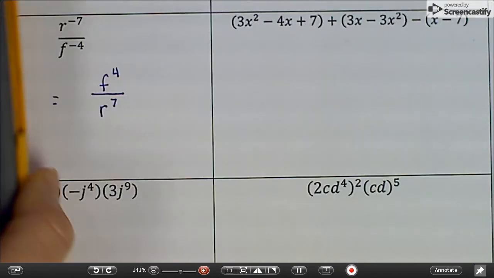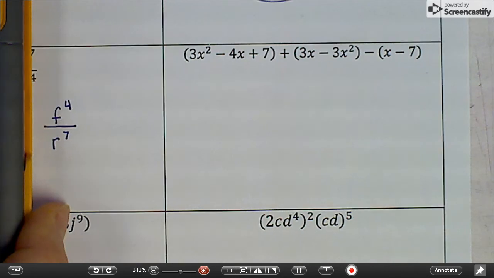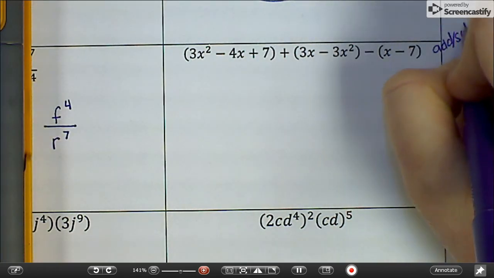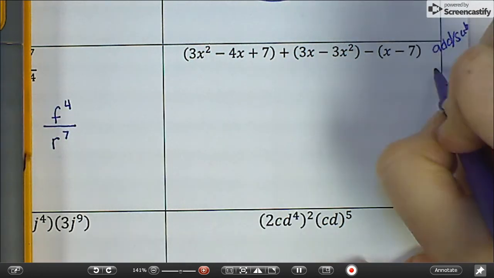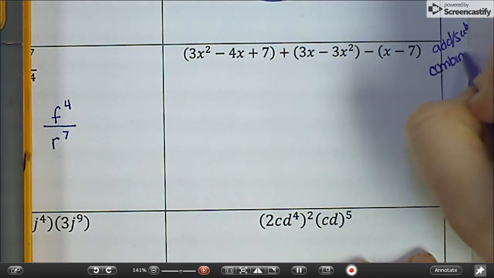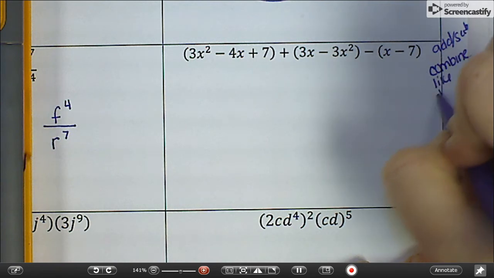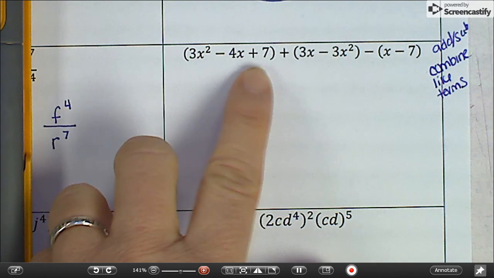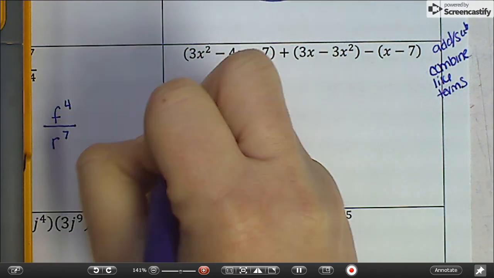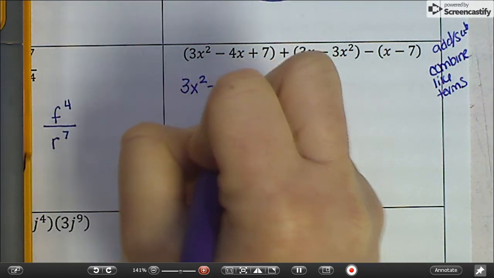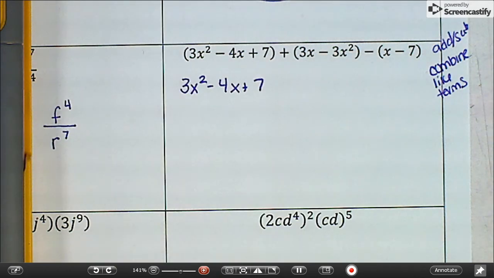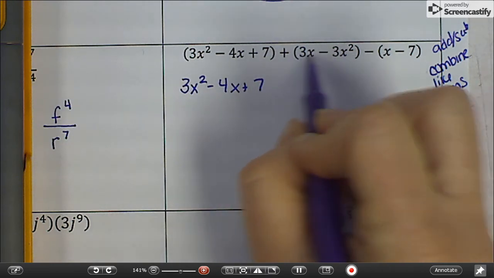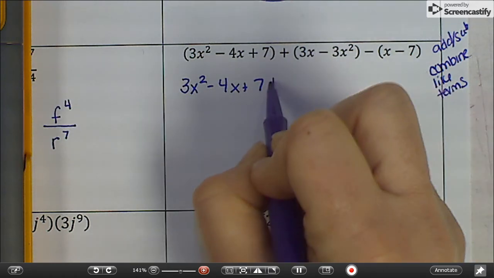All right. But what about this one? This is adding and subtracting. When you're adding and subtracting, hopefully you remember that what you're going to do is combine like terms. All right. When we look through these parentheses, there are no like terms. So we can write that part without parentheses, because there's nothing to do inside. When we look at this set of parentheses, there are no like terms. So we're going to write that without parentheses.